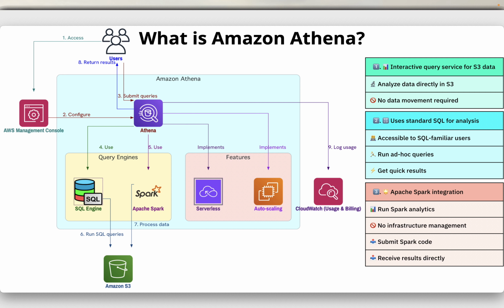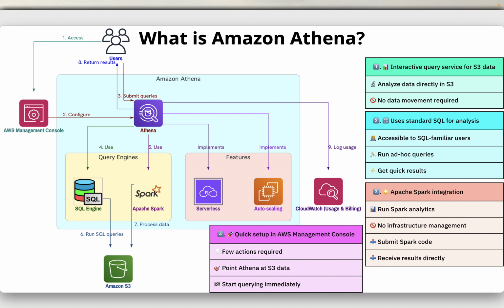Athena integrates with Apache Spark, enabling users to run data analytics using Spark without managing infrastructure. Users can submit Spark code for processing and receiving results directly. With just a few actions in the AWS Management Console, users can point Athena at their data stored in Amazon S3 and start querying it.